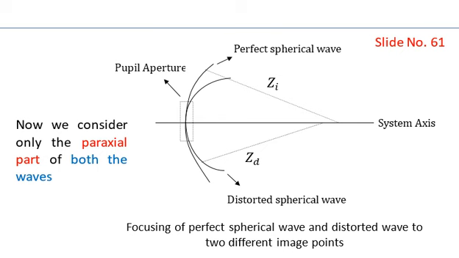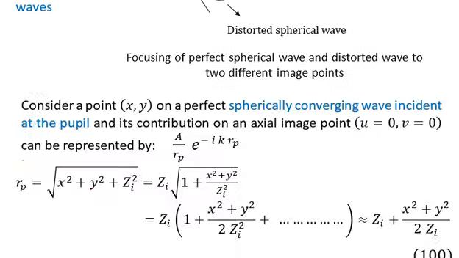So for both waves we are going to discuss the paraxial waves, the paraxial region, that is the isoplanatic region for both wave fronts. Consider a point x, y on a perfect spherical converging wave incident at the pupil, and its contribution on the axial image point u equal to 0 and v equal to 0 can be represented by.